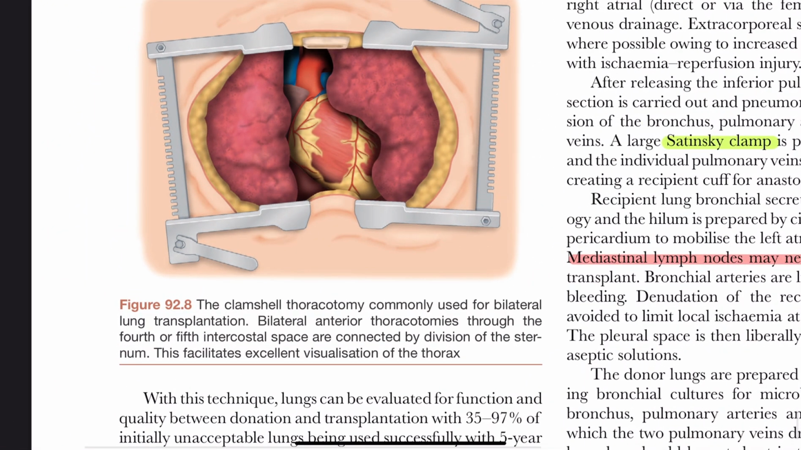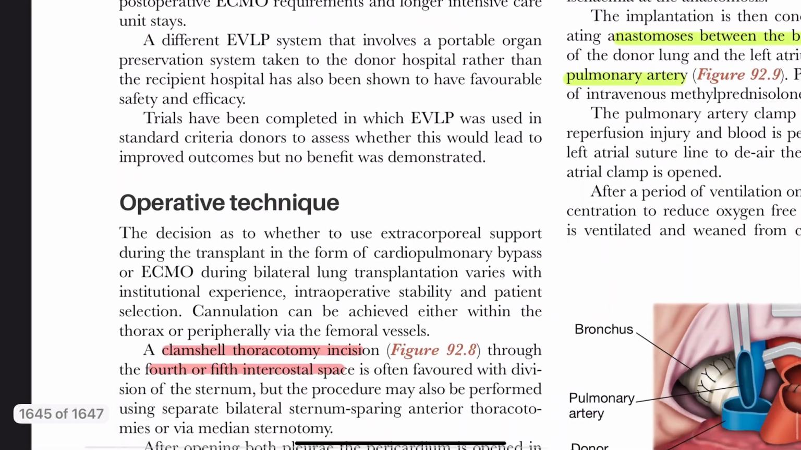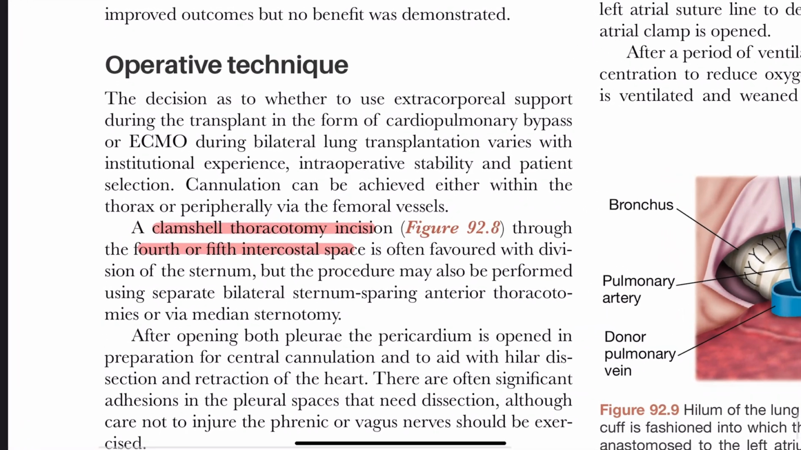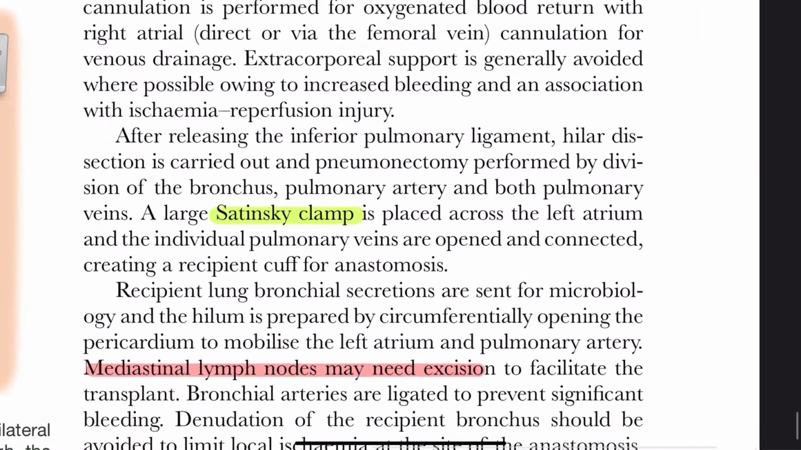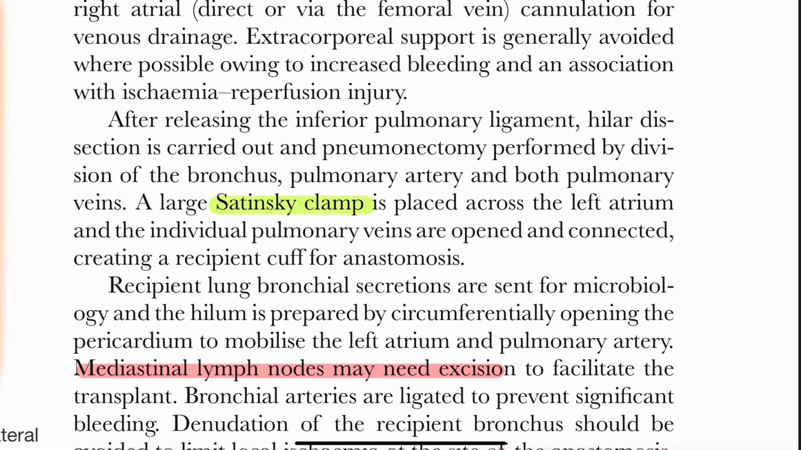In this picture, they will ask what kind of incision it is. Clamshell. Okay, clamshell thoracotomy. So operative technique: you give a clamshell thoracotomy incision at the level of the 4th and 5th intercostal space. There is also a Satinsky clamp.